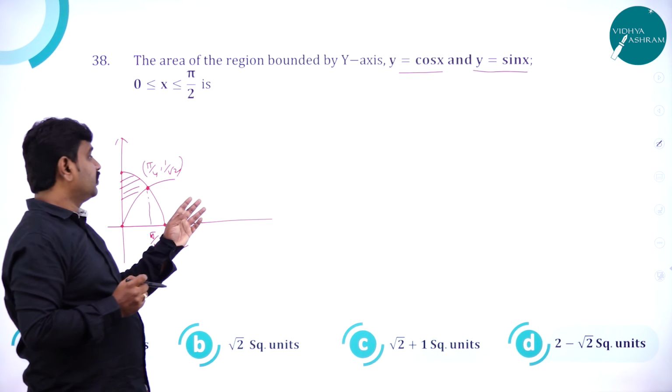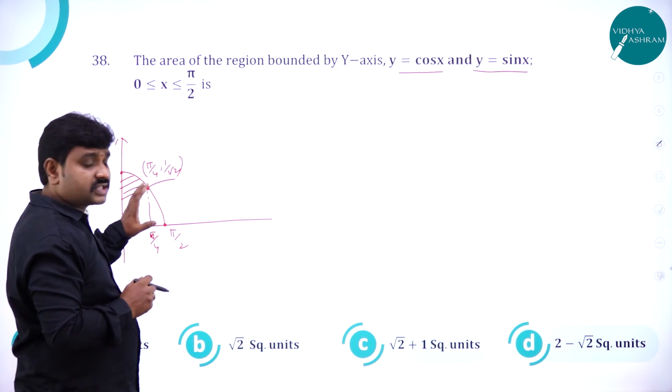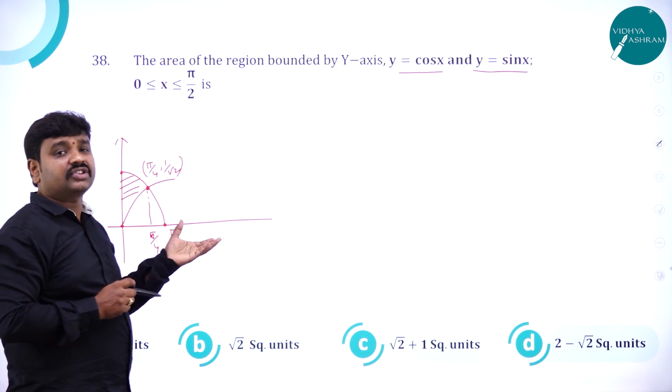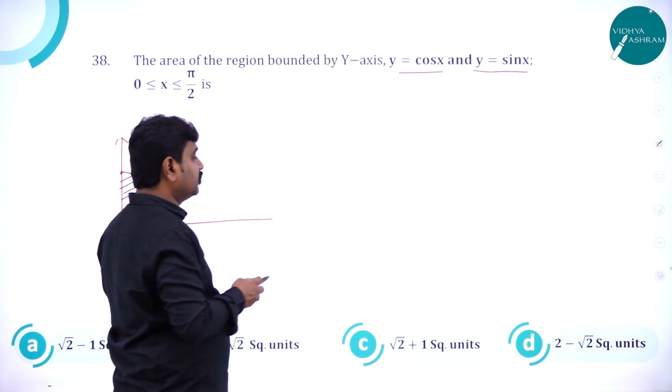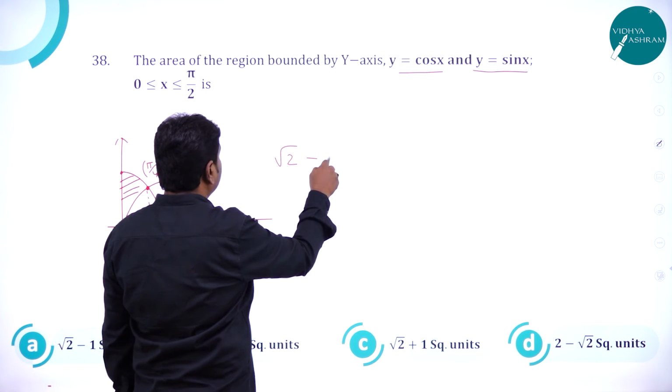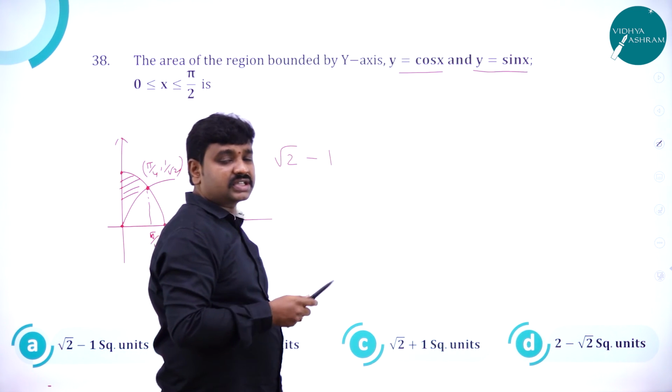And the integration of cos x minus sin x with respect to y axis, integration of cos x minus sin x from 0 to pi by 4, you have to do. But don't waste your time on all those things. Directly remember root 2 minus 1 is the area bounded between cos x and sin x.